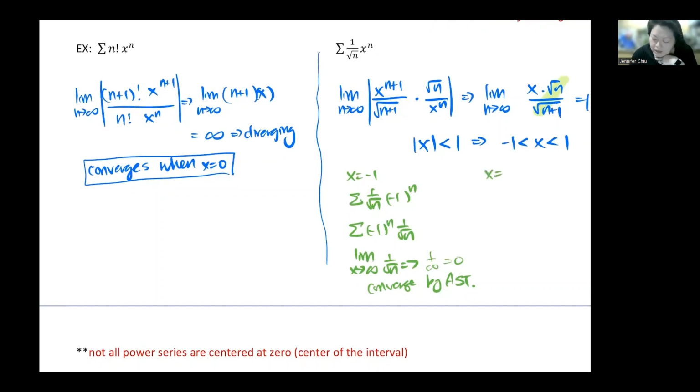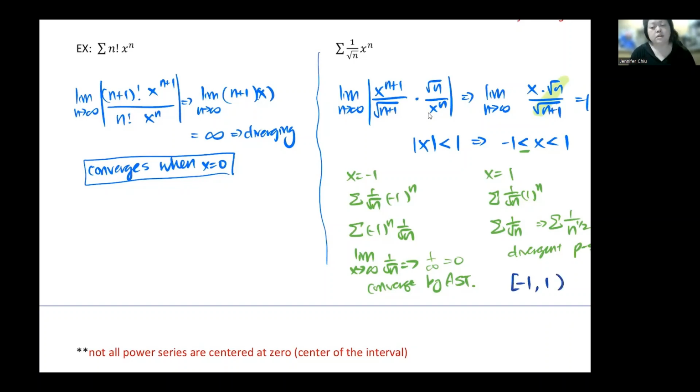Okay. All right. Same thing on the other endpoint, x equals 1. You have the summation of 1 over root n, x is 1, 1 to the n power, which doesn't really do anything for me. So I'm looking for 1 over root n. So we have the summation of 1 over n to the 1/2 power. Since p is less than 1, this is a divergent p-series. So that means that endpoint is not included. So the only inclusive one is this one, right? So now my final interval is going to be between negative 1 and 1, inclusive on the negative 1, but non-inclusive on the 1.